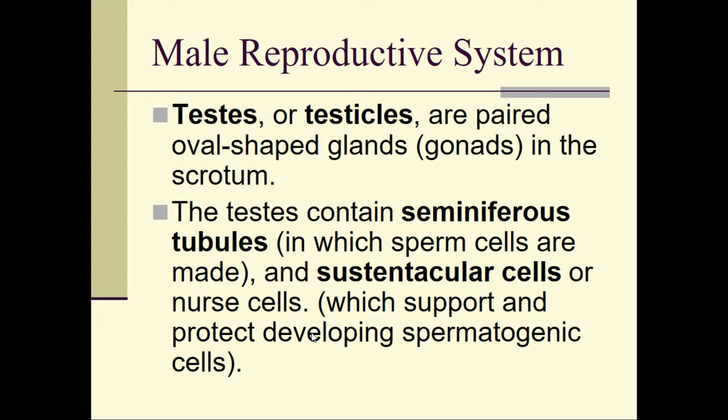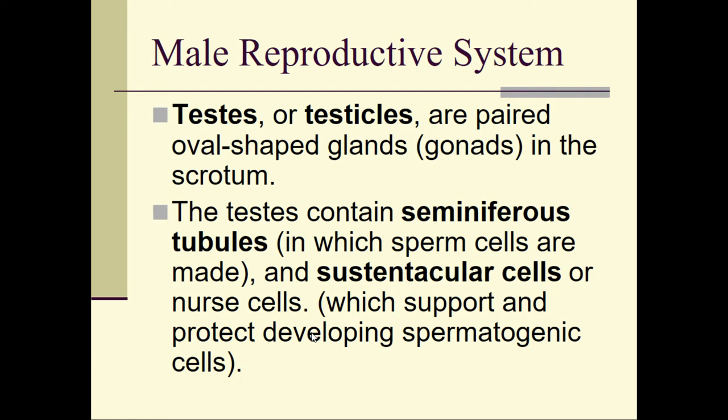There's also the sustentacular cells, or nurse cells. Those support and protect developing spermatogenic cells. Now, you may be wondering, what do they protect those sperm cells from? And surprisingly, because those sperm cells are so different than the man's body cells, the immune system will actually view those cells, the sperm cells, as foreign invaders, and they will attack and destroy them.